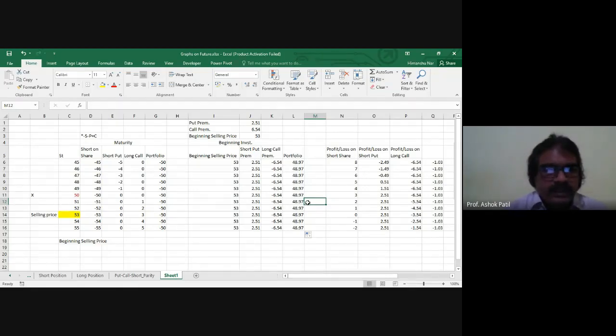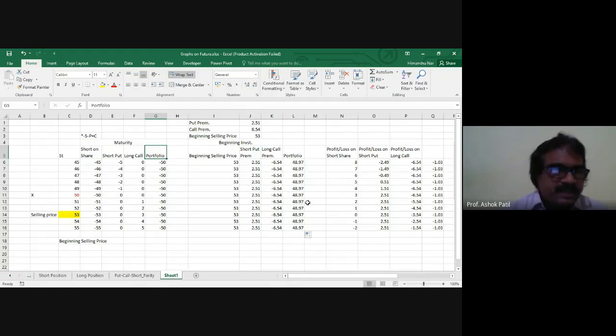Now, if you go to the G column, in the G column we are talking about the portfolio value at the end. My portfolio value is minus 50. That means I will have to pay 50 rupees to buy the share. There is a payment of 45 to buy the share, payment of 5 for the short put, and for the long call I'm not receiving anything here. My total outpayment is 50 rupees.